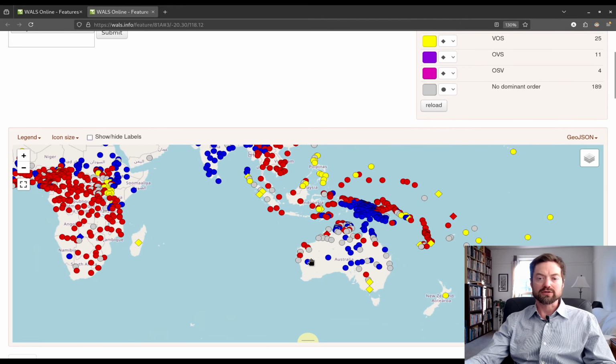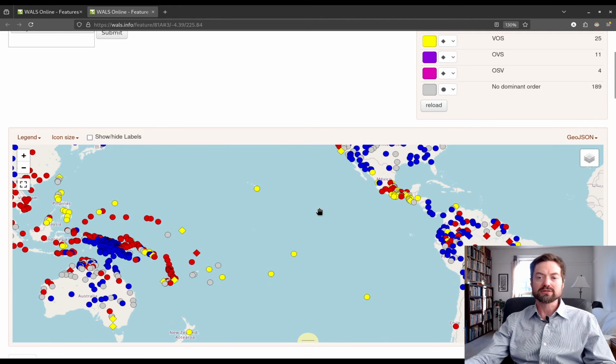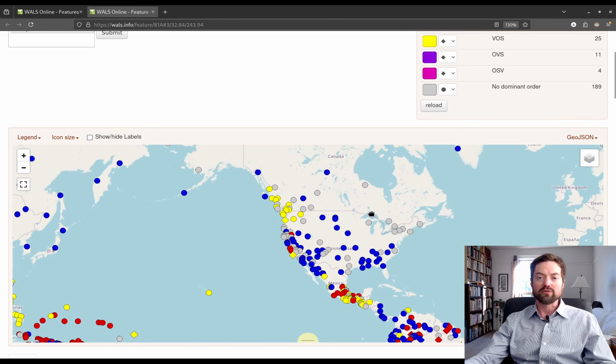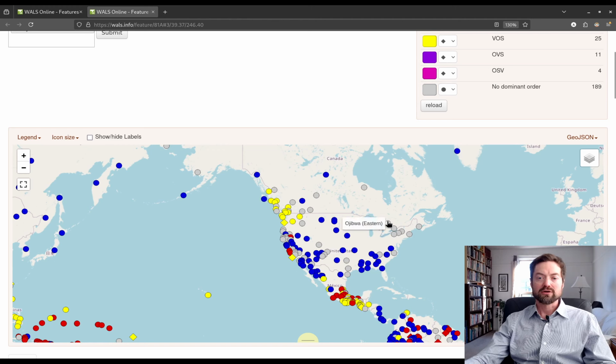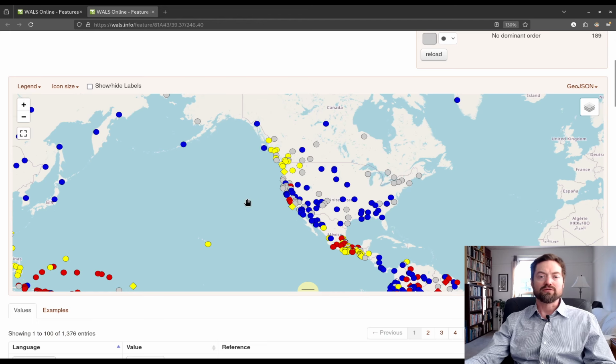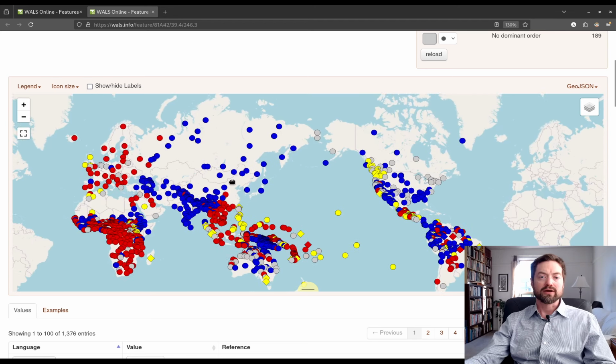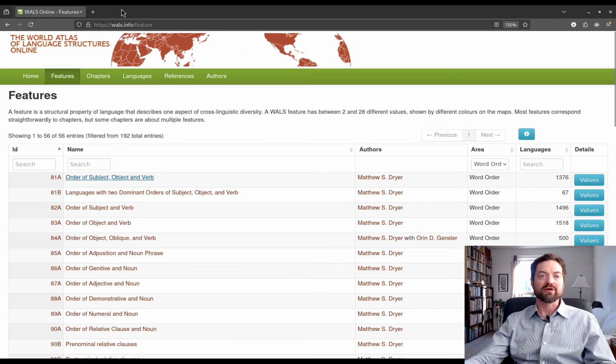So you can see that quite a few Australian languages are like that. And many of the North American indigenous languages also have that. Okay, so that's just one example of what you can see going on in this atlas. So it's the same idea for any of these features. So let's take a look at some other interesting features here.